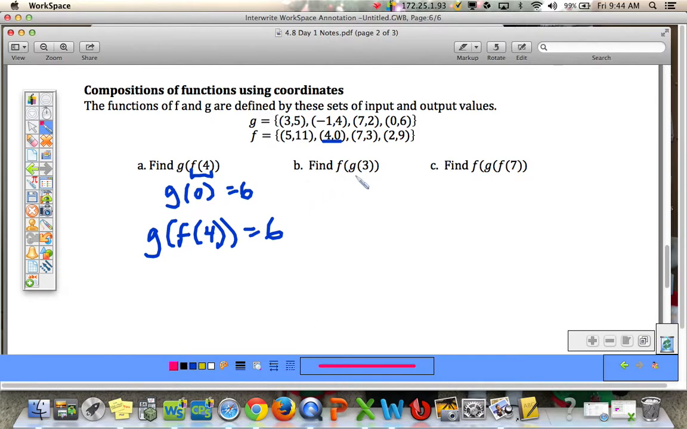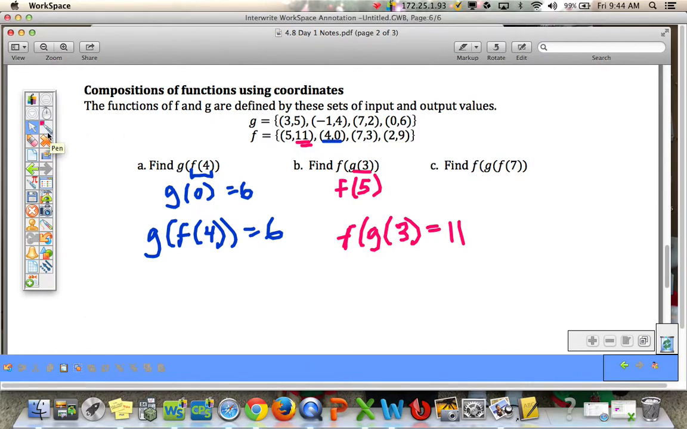Let's try the next one. G of 3. So start with g. When x is 3, what's the answer? It's 5. So now we want f of 5. Start the f function. When the x value is 5, what's the y value? It's 11. So we're going to say, sorry, I wrote that wrong, f of g of 3 equals, and it was 11.